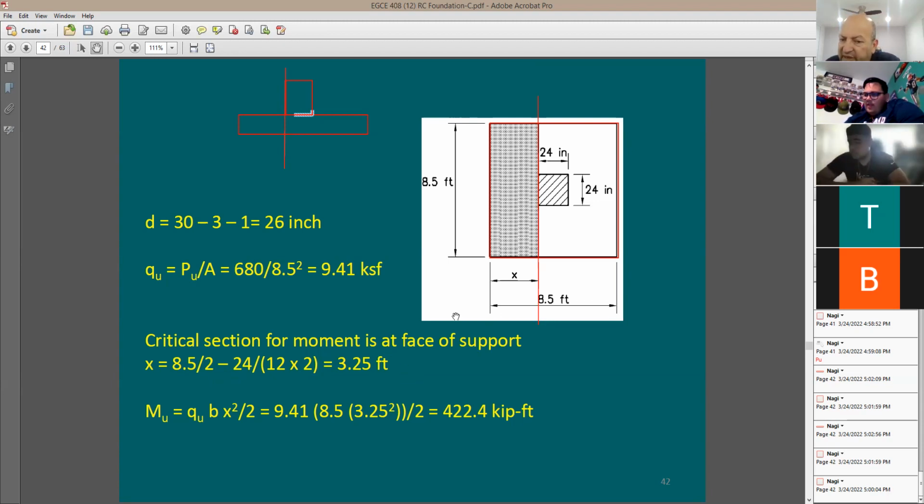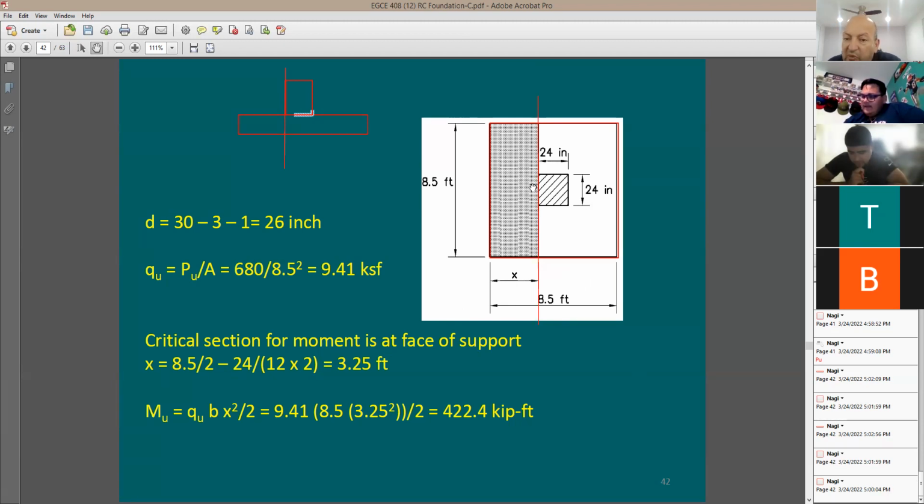You see here, total of 8.5. You subtract 2 feet in the middle, you end up with 6.5. You have a right cantilever and a left cantilever, so you divide by 2 because they're equal to each other. It is very common that when you have a square footing, you're going to have the column right in the center of it, right? You need to put the column right in the middle.